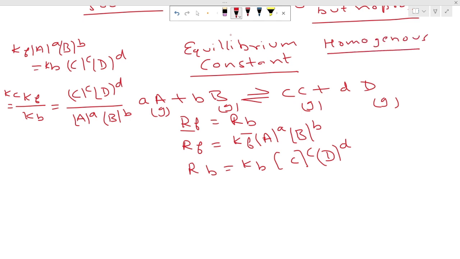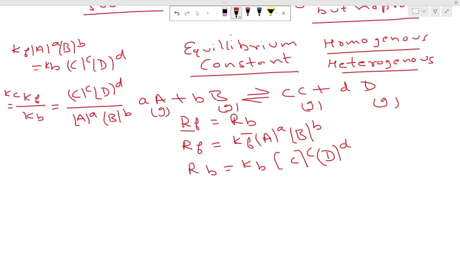If the reactants and products include not only gases but also solids or liquids, then the equilibrium is known as heterogeneous equilibrium.